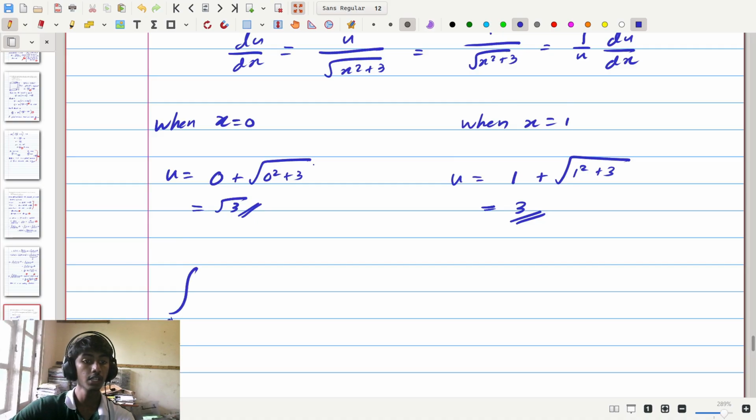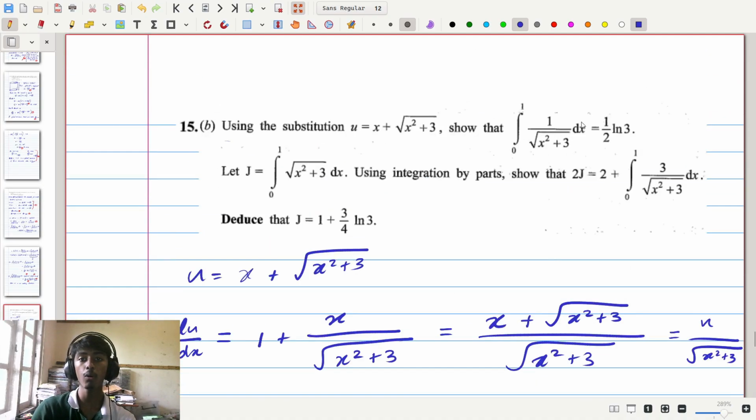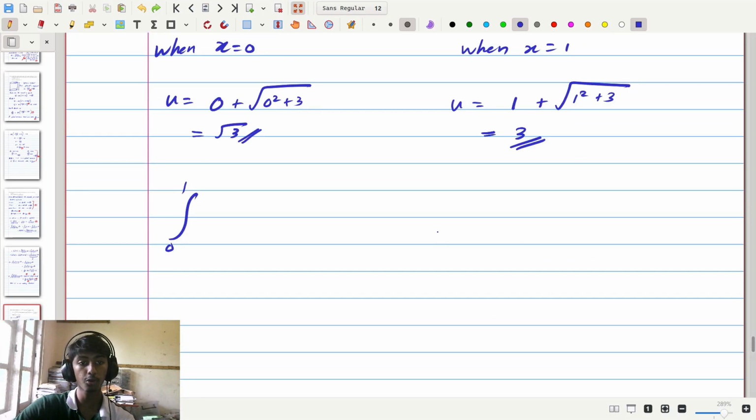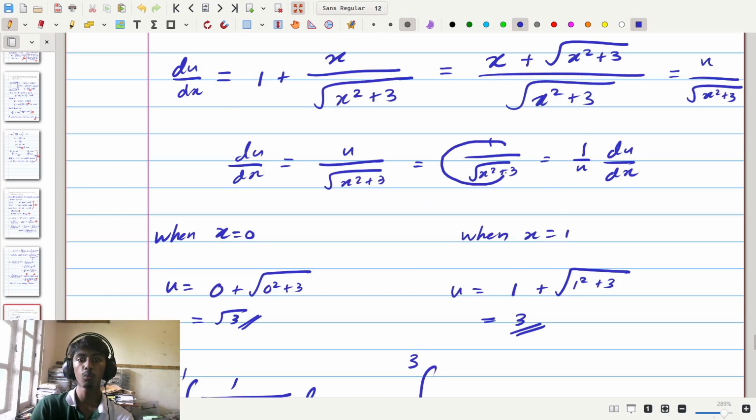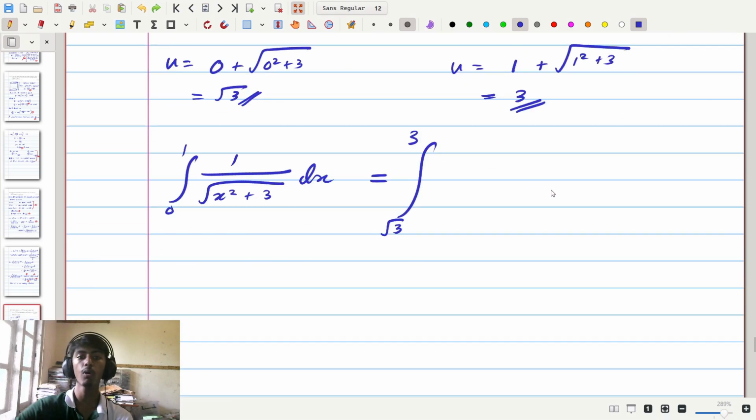The integral from 0 to 1 of 1 over square root of x squared plus 3 dx is equal to, and we can substitute, the lower limit is root 3, the upper limit is 3, and on the inside, since 1 over the square root of x squared plus 3 is equal to 1 over u du by dx, we can replace the 1 over the square root of x squared plus 3 dx with a 1 over u du, and therefore all we have left here is a 1 over u du.